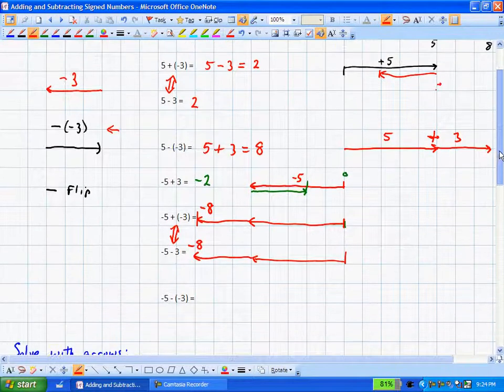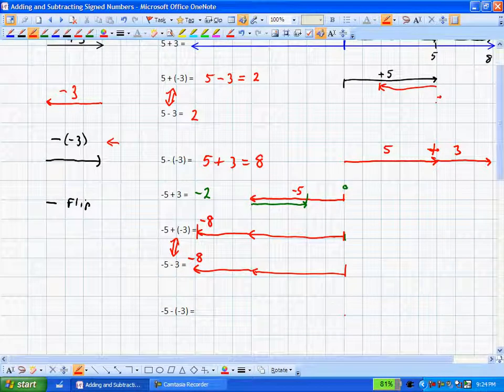For this one, negative 5 takes us to the left 5. Subtracting the opposite of 3, we start thinking we're going negative, but we're doing the opposite of that. We're actually going to add. It's this one here. The opposite of negative 3 means we're actually adding 3. So it's the same as negative 5 plus 3, which is negative 2. 0 is here. Went all the way to negative 5, and we came back 3. We're still in negative ground at negative 2.